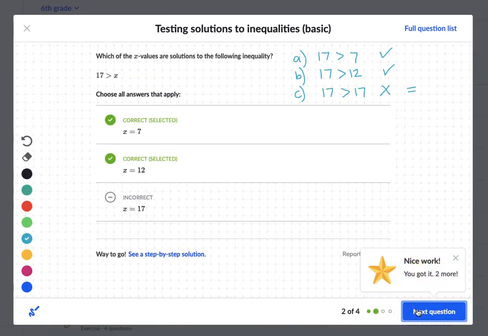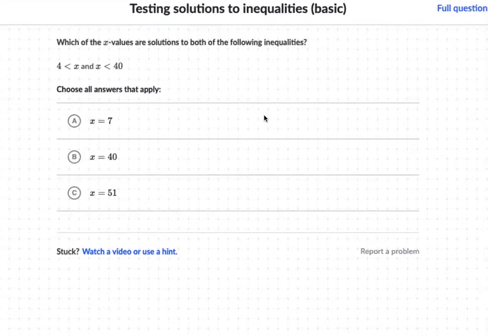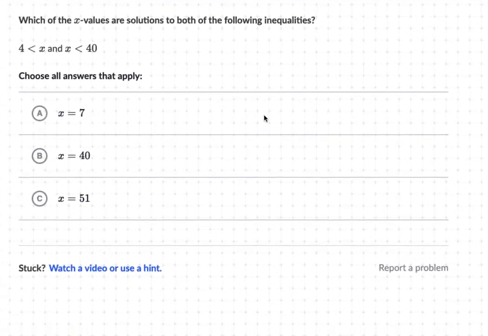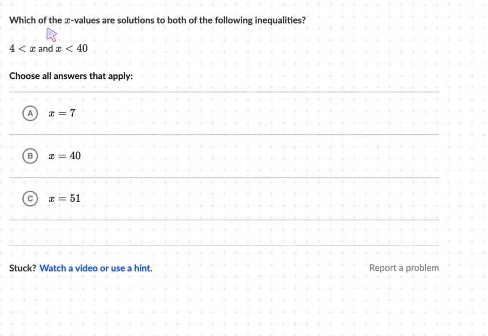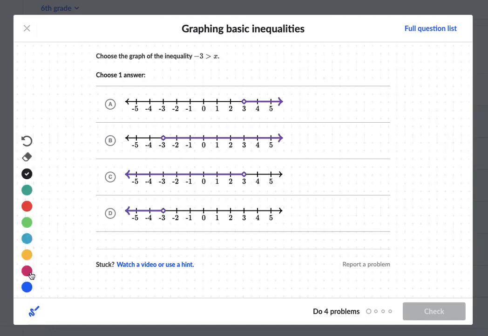Okay? So the other problems will just be like that, except sometimes you'll have a problem where you have to replace both. And so for this problem that says which of the x values are solutions to both of the inequalities, it has to satisfy both of them. It has to create true statements for both of them. This one has to work and this one has to work in order for you to choose it. Okay? Let's move on now to graphing basic inequalities.